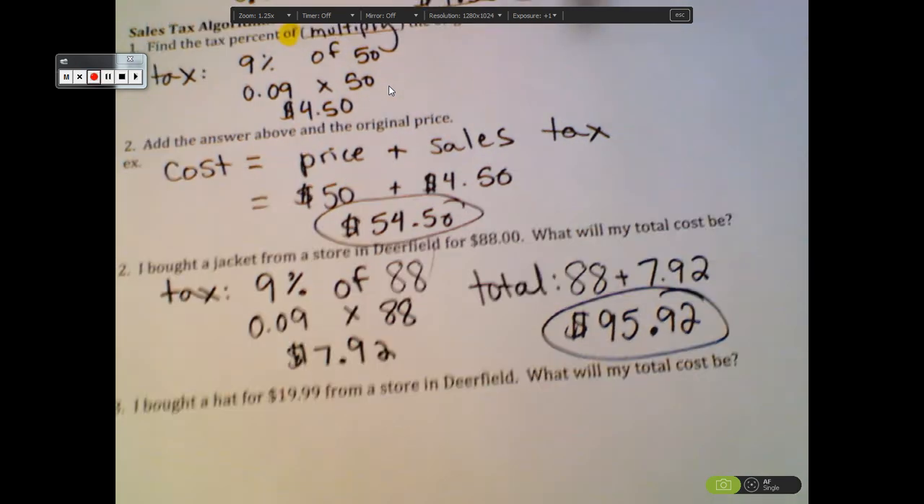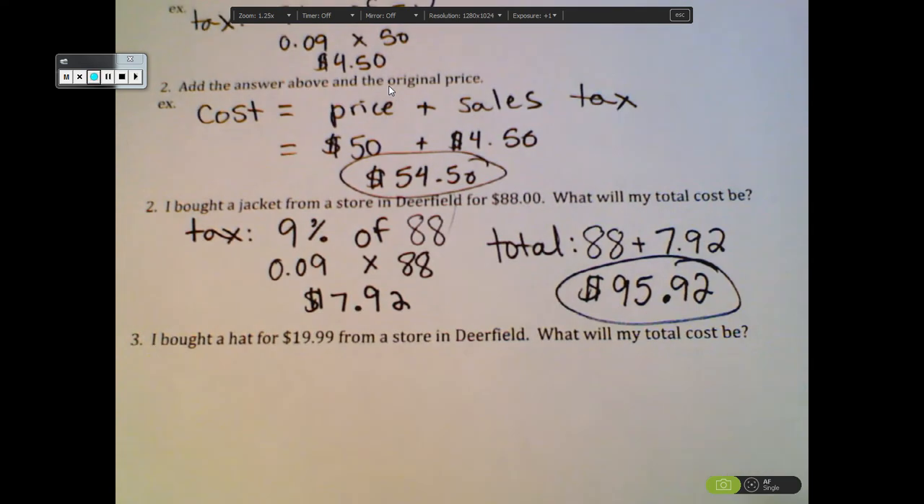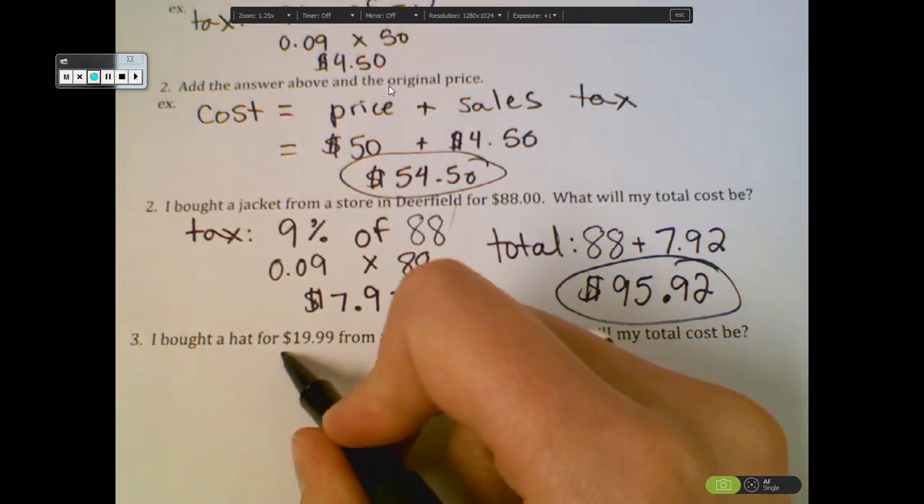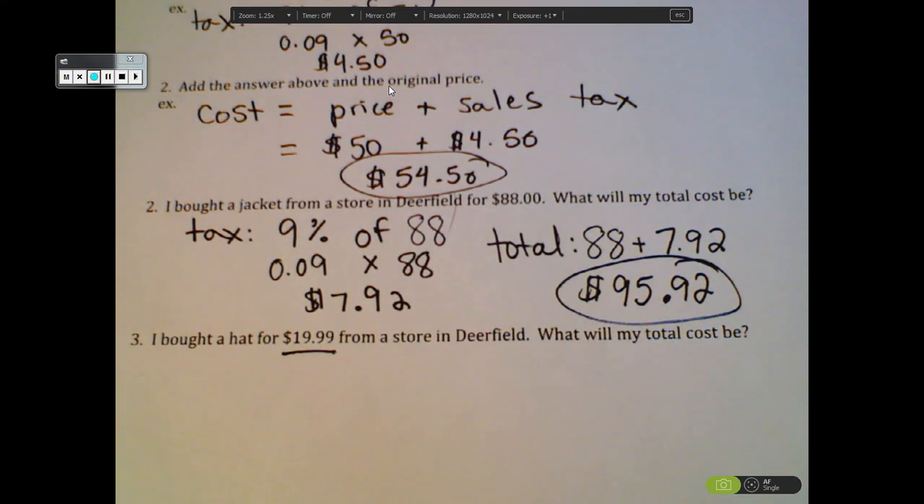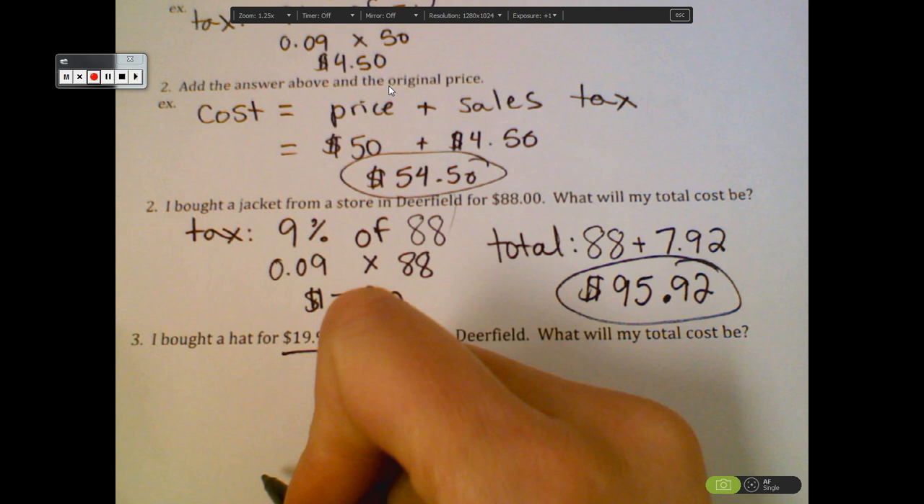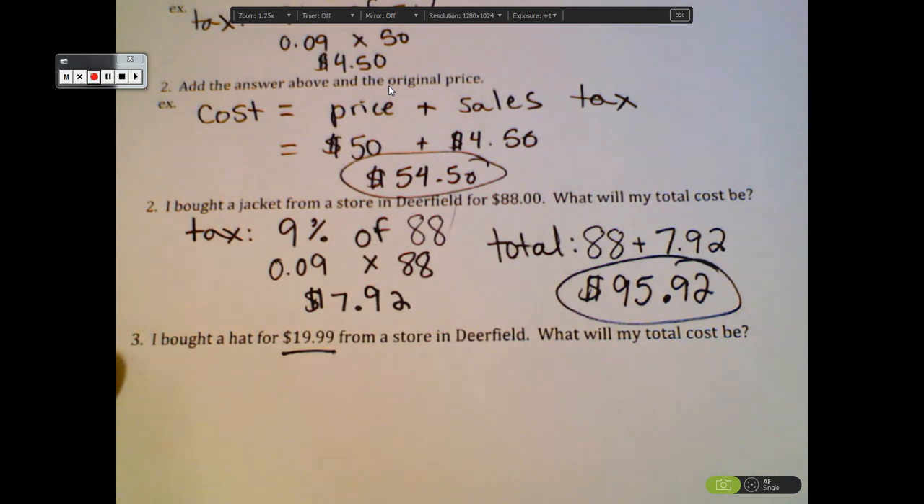All right, let's try one more final example. Like I mentioned earlier, because this is a little bit of a funky amount, we're going to need to round at the end. We're going to round to the nearest hundredth place, so keep that in mind. Please pause the video until you have solved this problem, and then check your answer with me. All right, I bought a hat for $19.99 from a store in Deerfield. What will my total cost be?